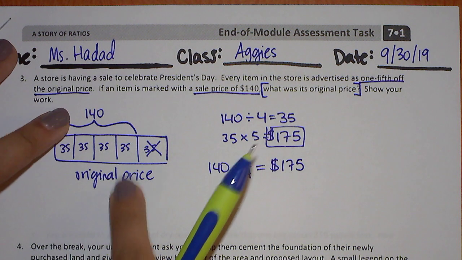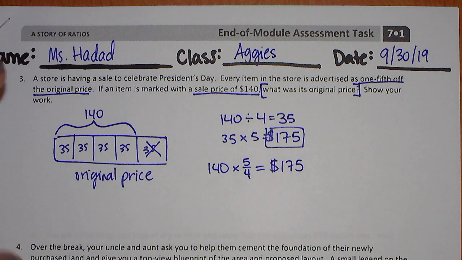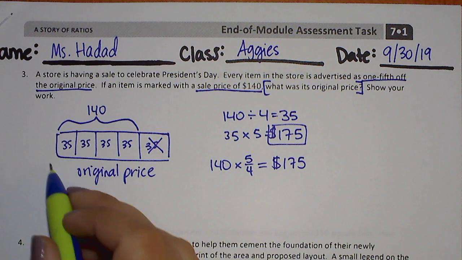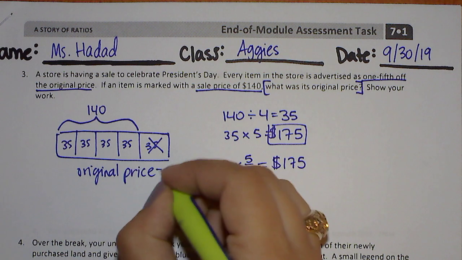Make sure that you drew a picture. You didn't get confused between where 140 was coming from. You didn't multiply by the wrong thing. I saw a lot of people just taking 140 and multiplying by 5 or multiplying by 1/5. That's just going to tell us what the fifth is. That's not going to tell us the original price, which is the whole thing, 175.